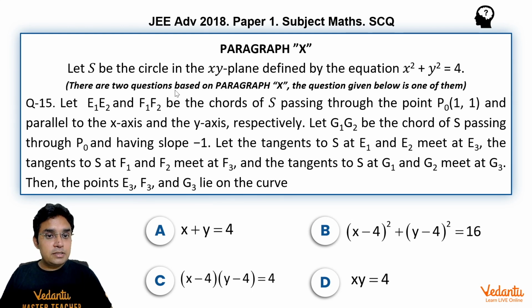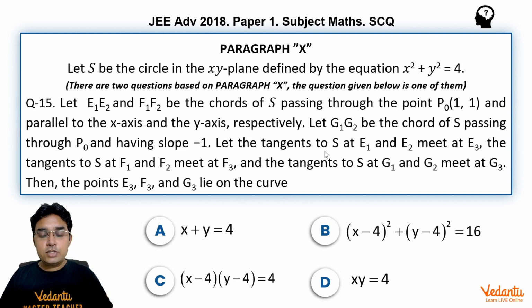Let S be the circle in xy plane defined by the equation x square plus y square equal to 4. And then additional information for the question. Let E1, E2 and F1, F2 be the chords of S passing through the point P0, 1, 1 and parallel to x-axis and y-axis respectively. Let G1, G2 be the chord of S passing through P0 and having slope -1.